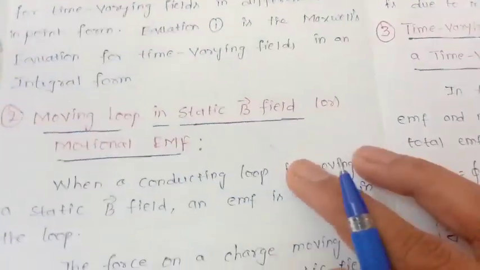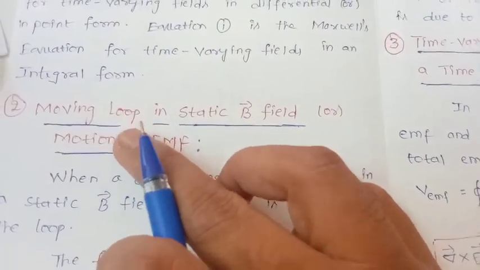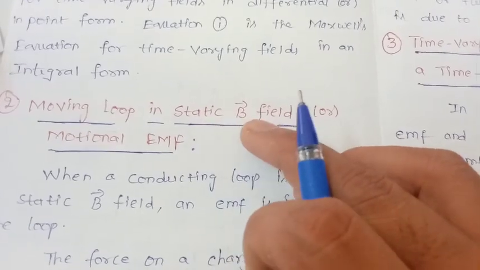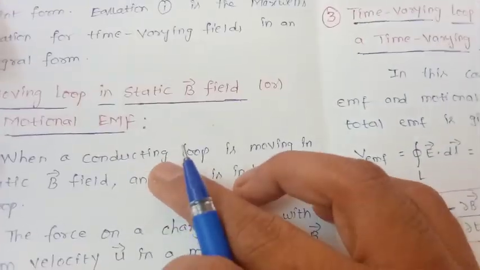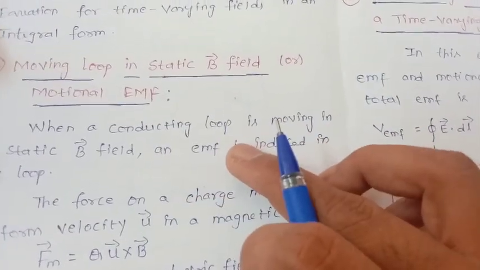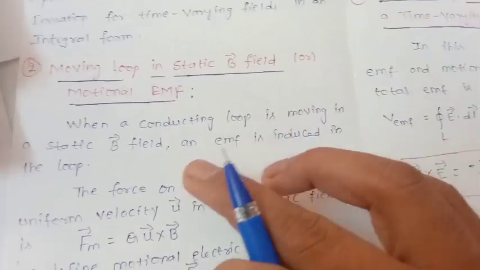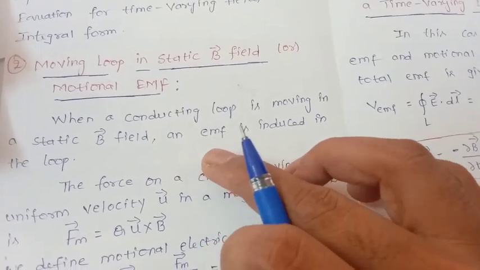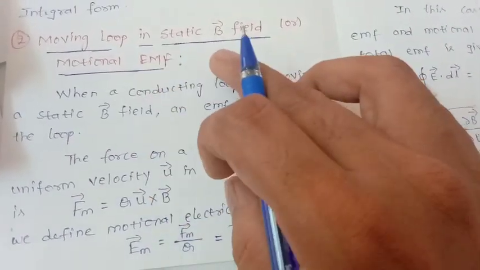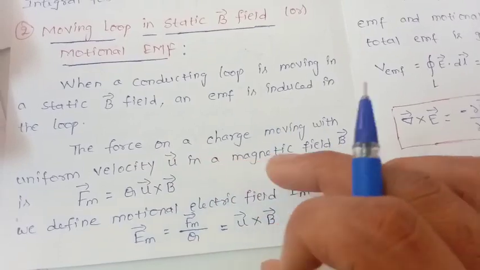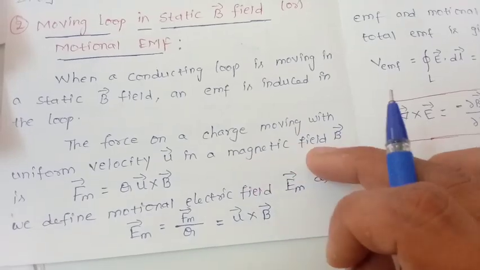Now coming back to the second concept. In this case we are moving a loop, that means the loop is time varying. We are keeping the magnetic field as a static magnetic field. This EMF we are going to call the motional EMF. According to Faraday's law, when a conducting loop, coil or closed circuit is moving in a static magnetic field, an EMF is induced in the loop. Since the magnetic field is static, we consider the force on a charge moving with velocity u bar in a magnetic field.